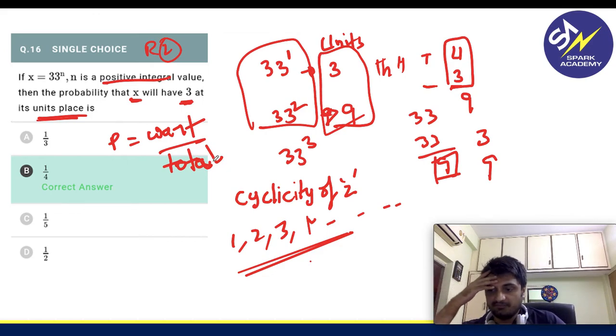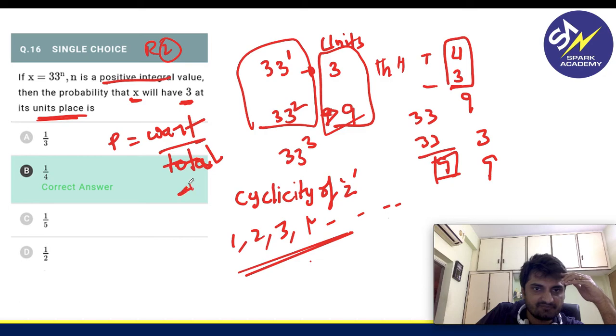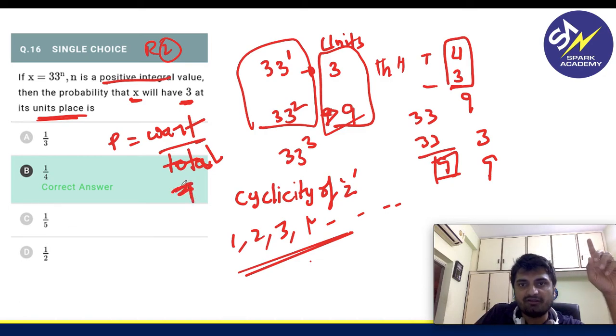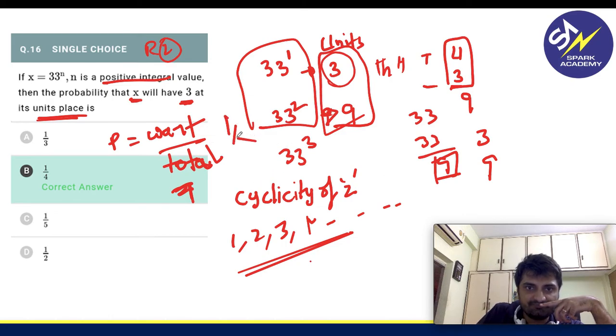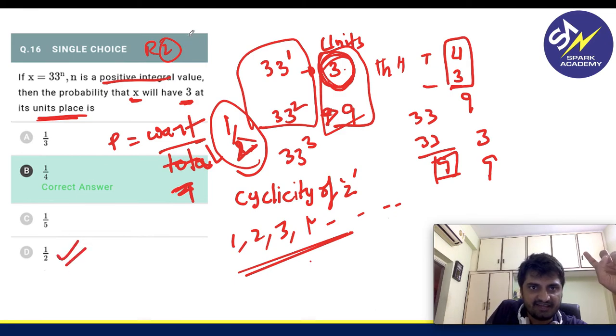Units, tens, hundreds. Now if you do 33 square, how many different numbers will you get? I think unique numbers you will only get 4, I think. And whatever we want, only in those 4 cases, we want only the ones with 3 ending. But I think it should be 1 by 2 actually, because there are only 2 cases, and the units digit 3 comes only in 1 case. So I think 1 by 2 should be the answer, guys. We will check it actually. I will get back to you on this.